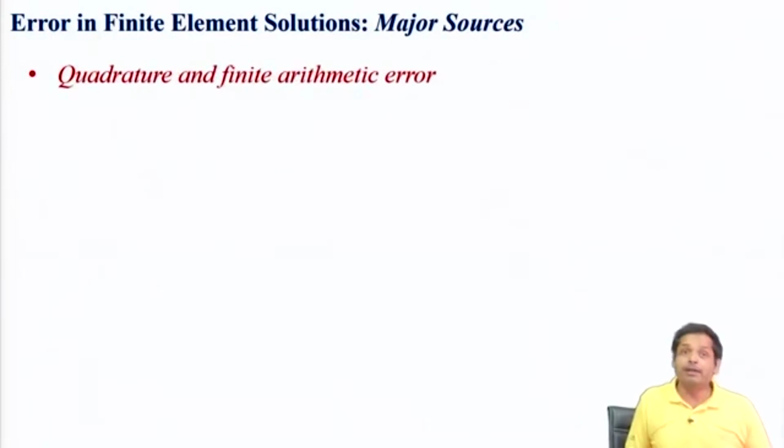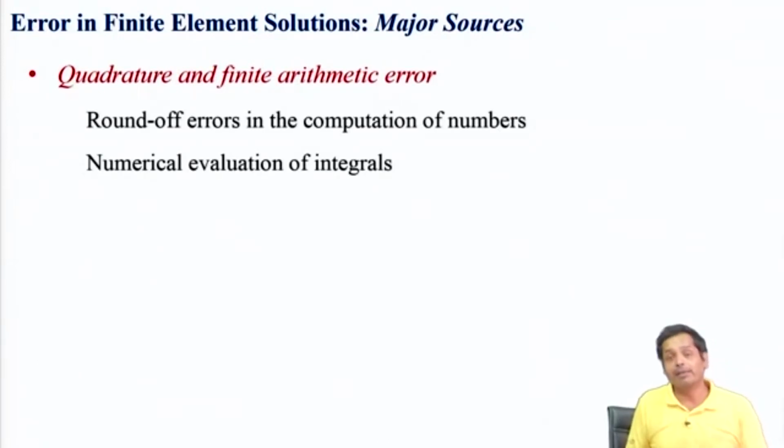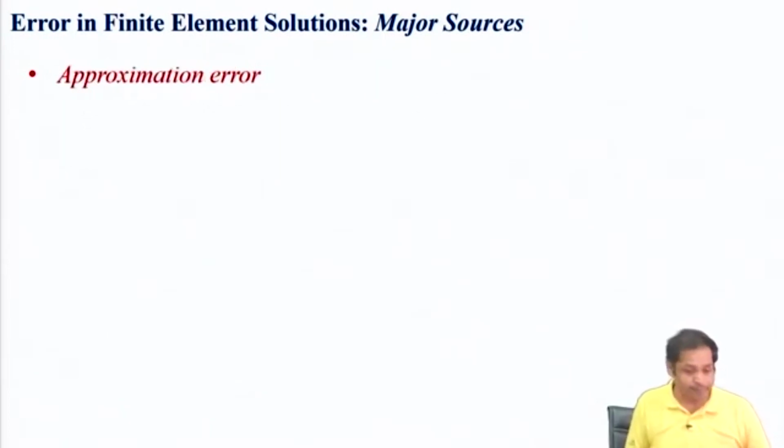Then another source of error is quadrature and finite arithmetic error. We have to do integration. We will see the techniques for numerical integration in subsequent classes, and then eventually we have to implement it in a computer code. There we have some arithmetic round-off errors. These are some sources of error.